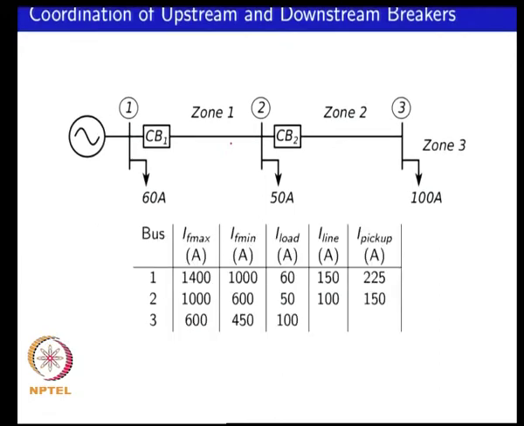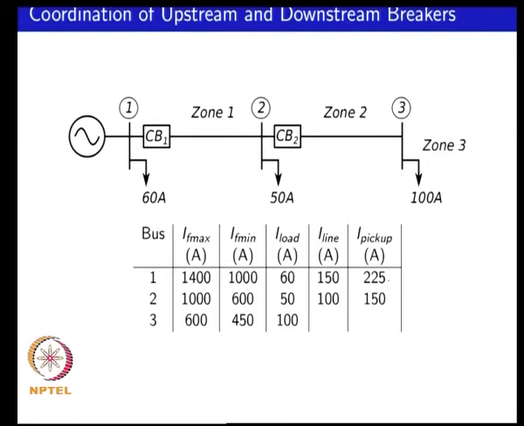So, we will assume that you have done your analysis and you have identified a range of current levels for this particular circuit. For example, at bus 1, you found that the range of fault current level is between 1000 and 1400 amps, and the load at that particular bus is 60 amps. The nominal current that the circuit breaker would see is essentially the load from its downstream load, which is essentially 50 amps plus 100 amps. That would be its nominal current.